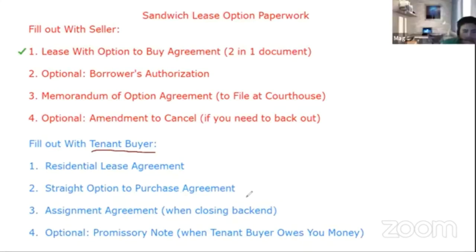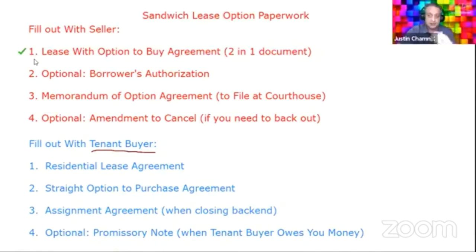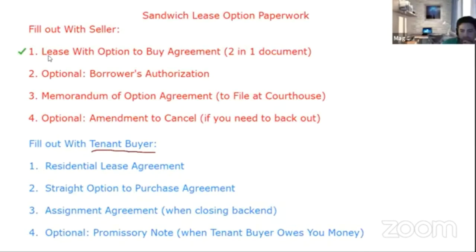Okay, thank you. What about the lease option agreement memo that you just showed me? Okay, that's for assignments. That's for assignment lease options. That's in the lease options 2.0 course. This is for sandwiches here. So a whole different set of paperwork. What I was just showing you there is the lease with option to buy agreement, that you will use when you're contracting the deal with the homeowner in a sandwich lease option. So that's the lease with option to buy.